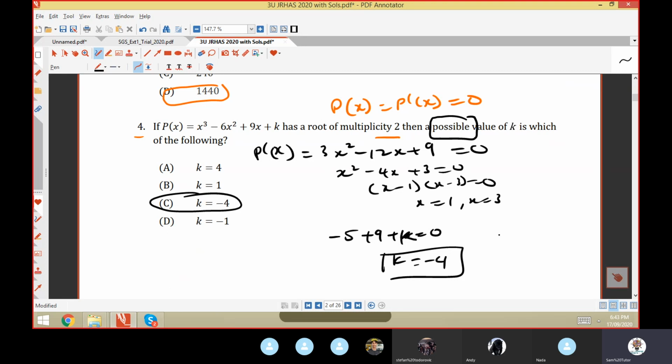What if it was at 3? I just want to see if they were going to be a bit annoying. 3 cubed is 27, minus 6 times 9, plus 18 is negative 9. You've got to always check. The other answer would have been 9, which isn't there. I was hoping they wouldn't put 9 in there, because that would make things a lot more complicated. So, all good.